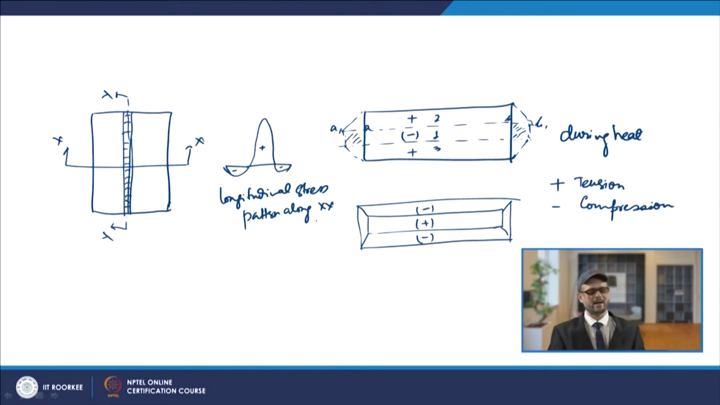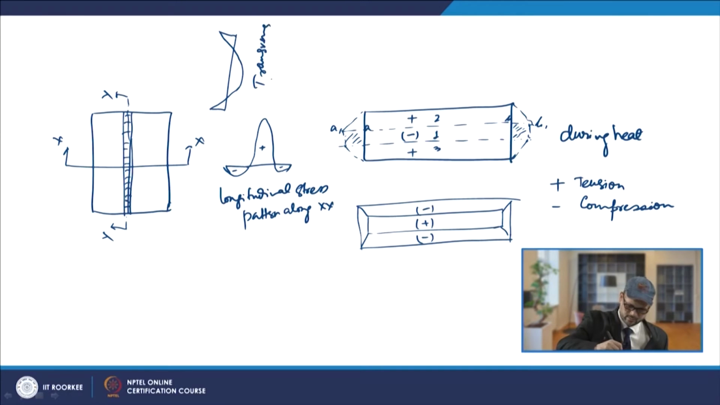You can also draw the transverse stress along y. If you draw along y, you will get this type of pattern, which is the transverse stress pattern along y. This will be your positive and this is your negative. That way your stresses are changing.